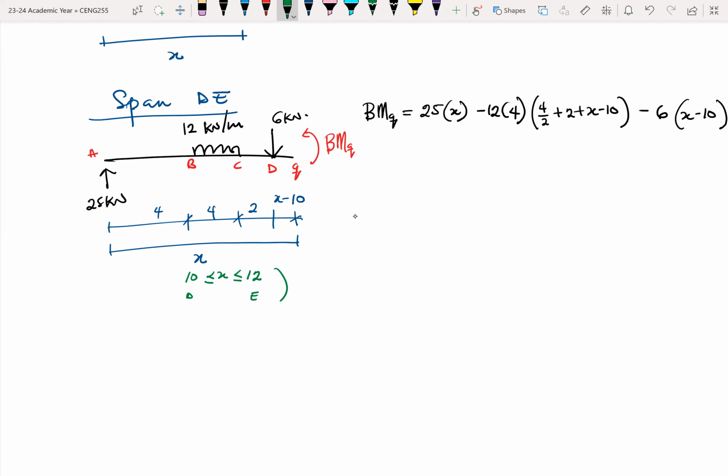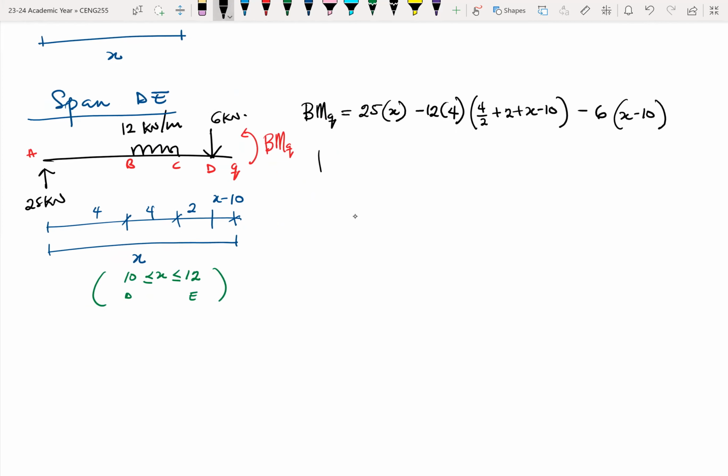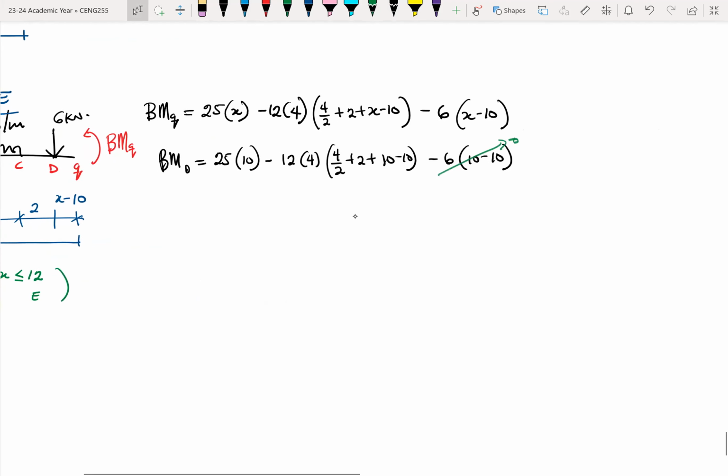So that's from D to E. Okay. So the bending moment at D will be equal to 25 times 10 minus 12 times 4 times 4 over 2 plus 2 plus 10 minus 10 minus 6, 10 minus 10. So you see that this one goes to 0 because 10 minus 10, so it's fine. And then when you do the computations, you end up with an answer equal to 58 kilonewton meter.